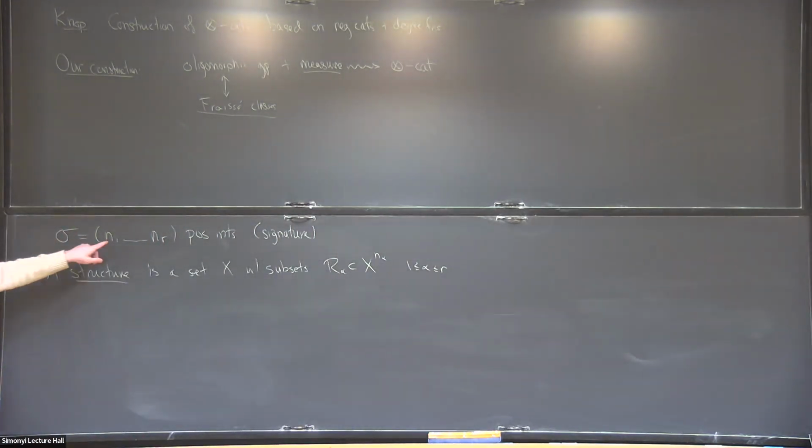If you just have one n, if r is 1 and n_1 is 2, we're just looking at a set with a binary relation. And there are lots of things you can model with a set with a binary relation. You could be thinking about orders, partial orders, total orders, or maybe graphs, directed graphs, undirected graphs. So this is a very flexible setup. And an embedding of structures.